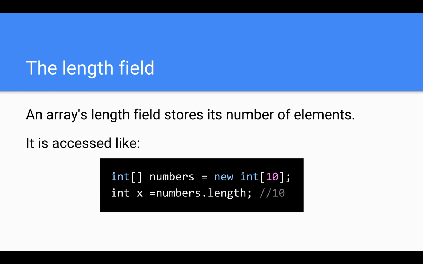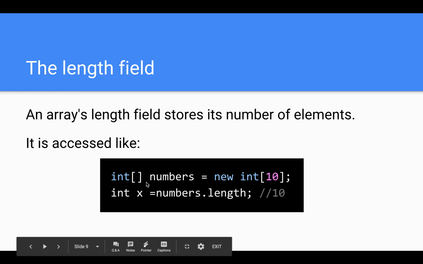The length field. An array's length field stores its number of elements. It can be accessed like this: int[] numbers equals new int[10], so this is the creation of it, and then you can do numbers.length, which will be 10, to get the length of the array.